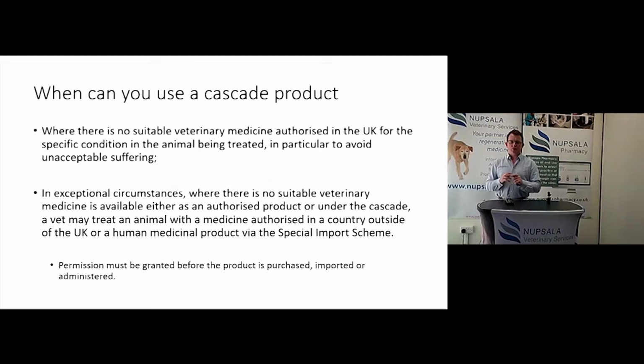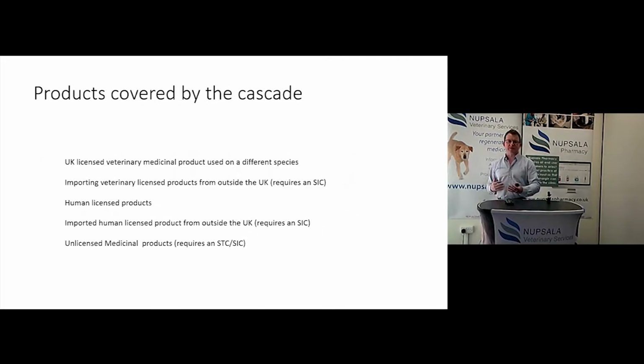Okay, so where we've got a situation where there is no alternative suitable veterinary medicinal product, we then can seek to use a product which is either a medicinal product registered for veterinary use outside of the UK, or a human licensed product, or in certain circumstances, a non-registered medicinal product. So if we look at the types of Cascade products, where you enter the Cascade, really the first thing is where we start to use the off-label.